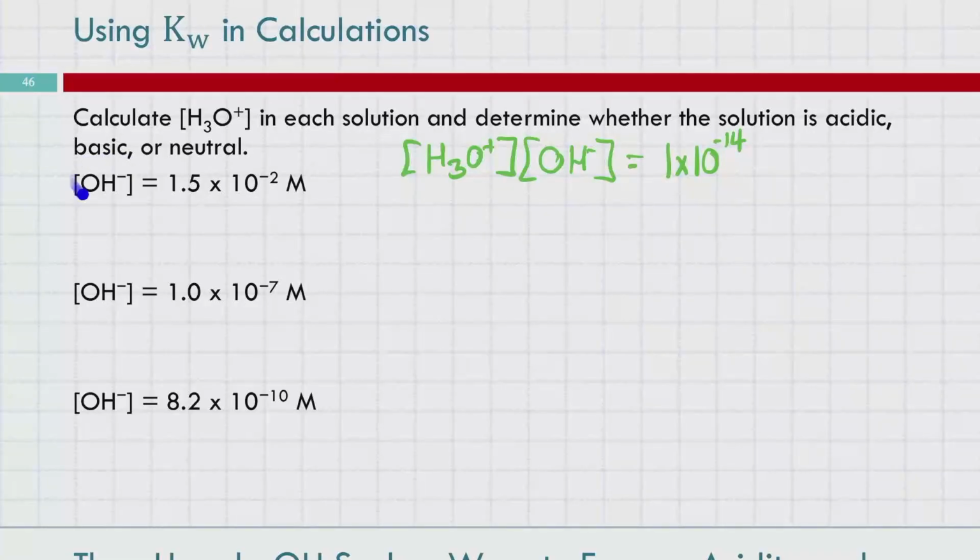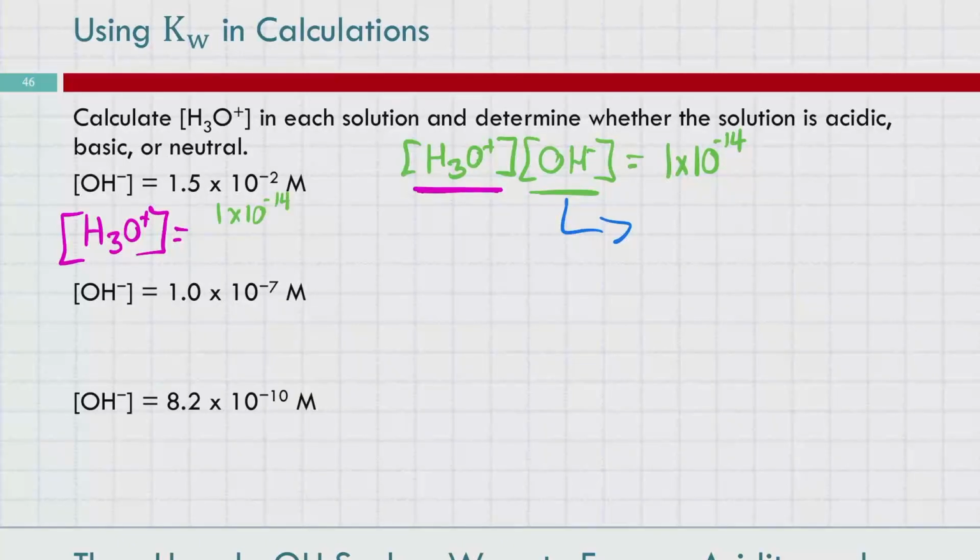So if we are going from hydroxide to H3O+, we're starting with hydroxide and going to H3O+, we need to rearrange this equation. So our concentration of hydronium is equal to 1 times 10 to the minus 14 over our hydroxide concentration, and that's going to give us some number molar.